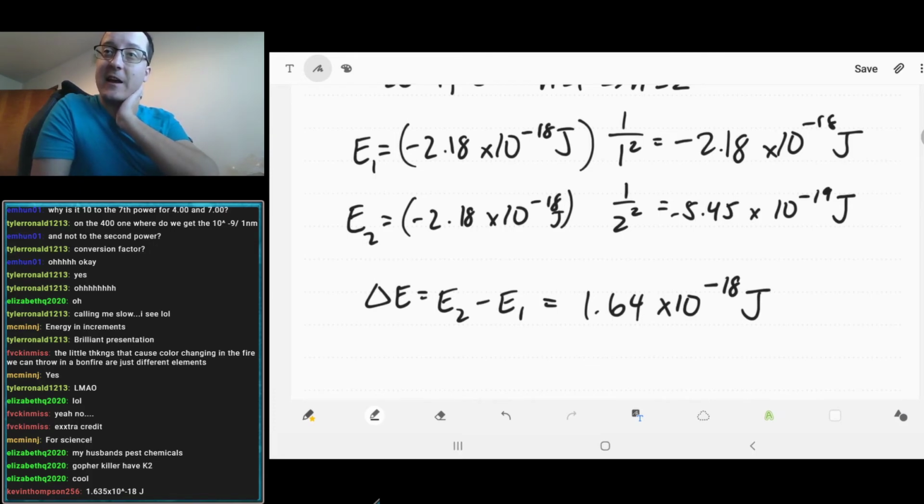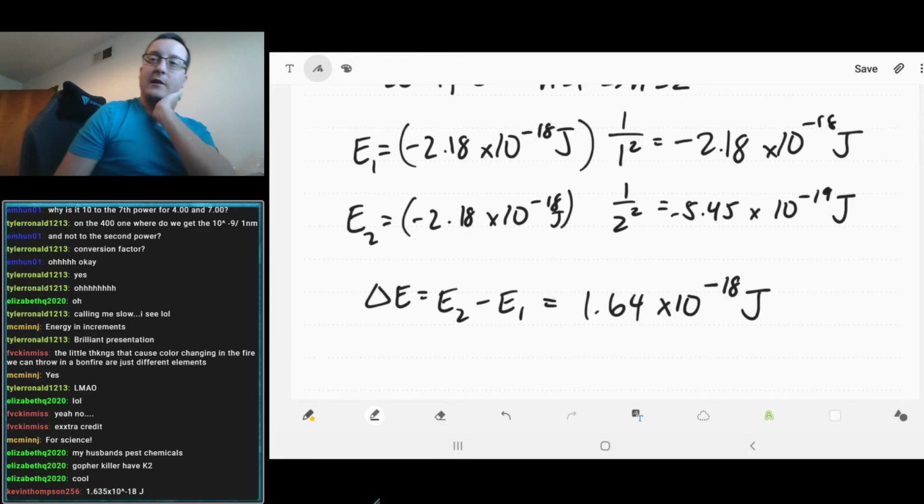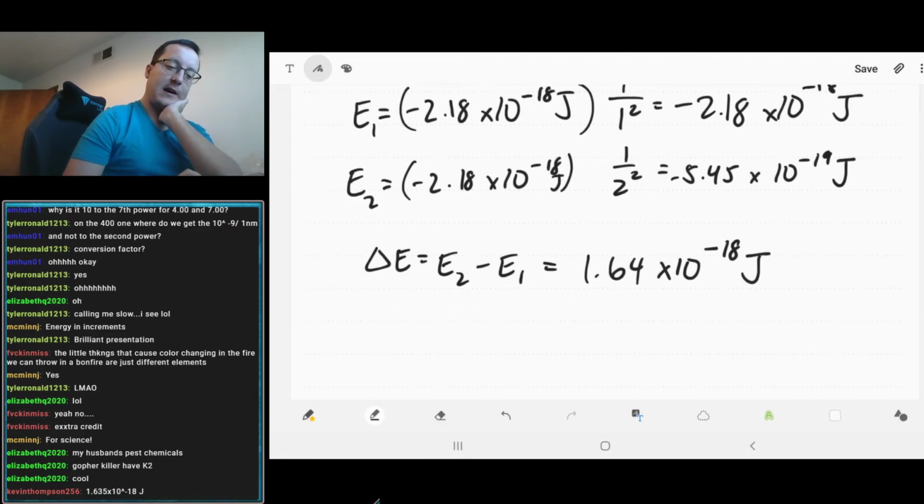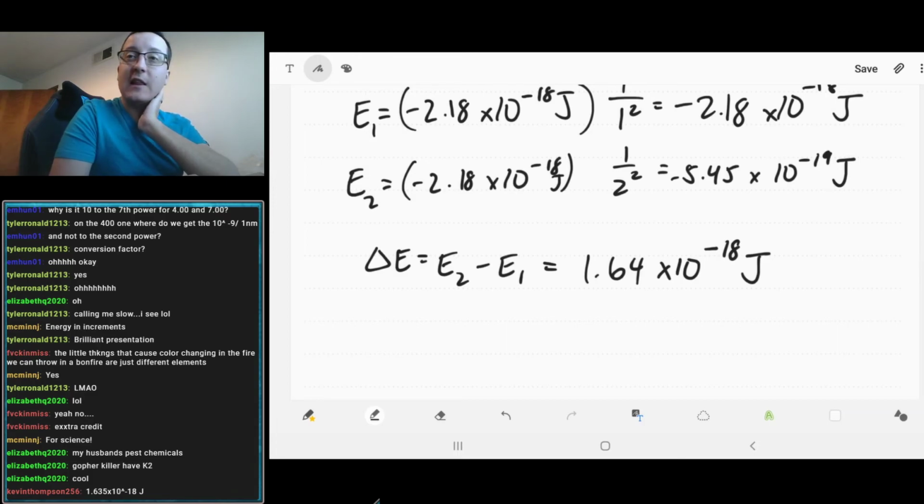So the difference in energy level between those particular levels in hydrogen, we can calculate. And so we can see that this is a photon of light equal to that many joules. Let's see if we can see what wavelength that is.